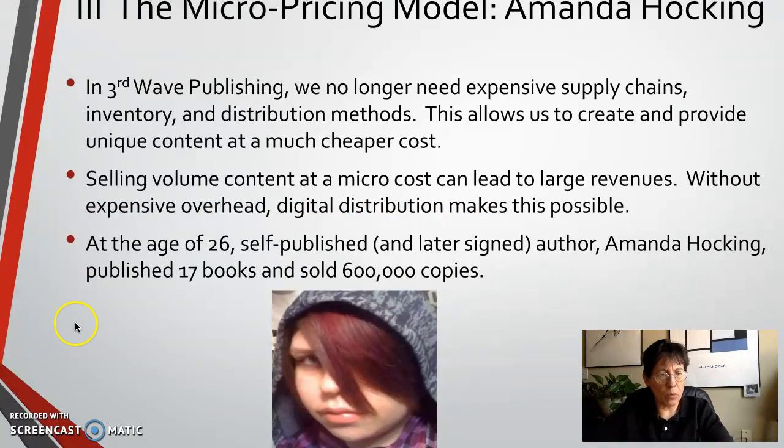Last thing I'll comment on before we end this video is Amanda Hocking. She's a self-published author. When she was 26, she used Amazon's CreateSpace, a print-on-demand service, and self-published 17 books and sold 600,000 copies. She made millions of dollars on her own, and then she was offered a traditional book publishing deal with St. Martin's Press. No surprise there.